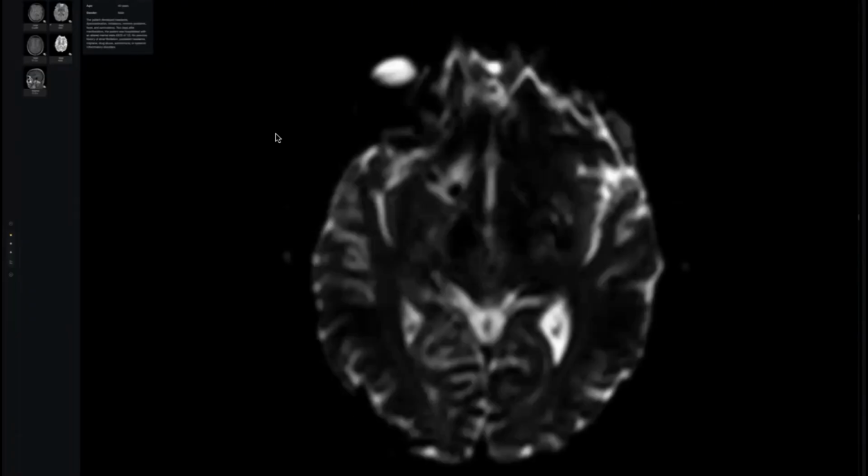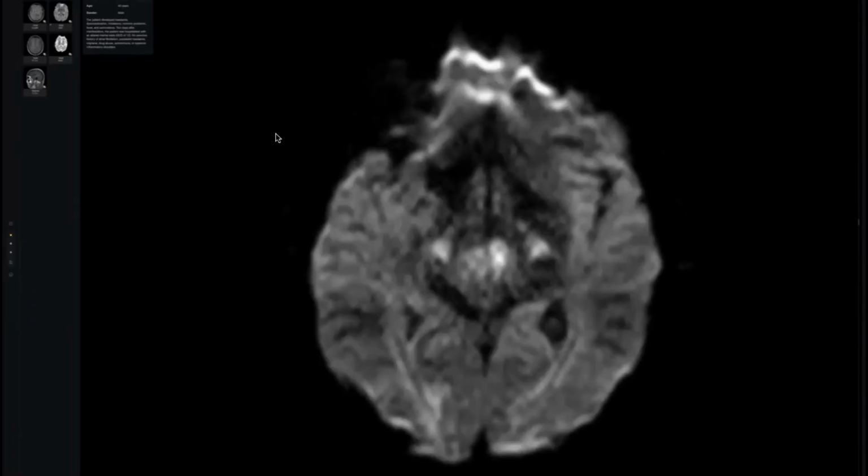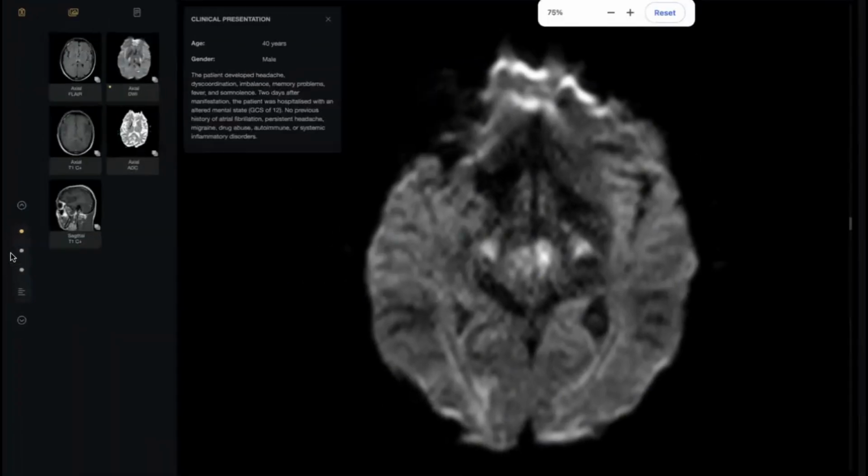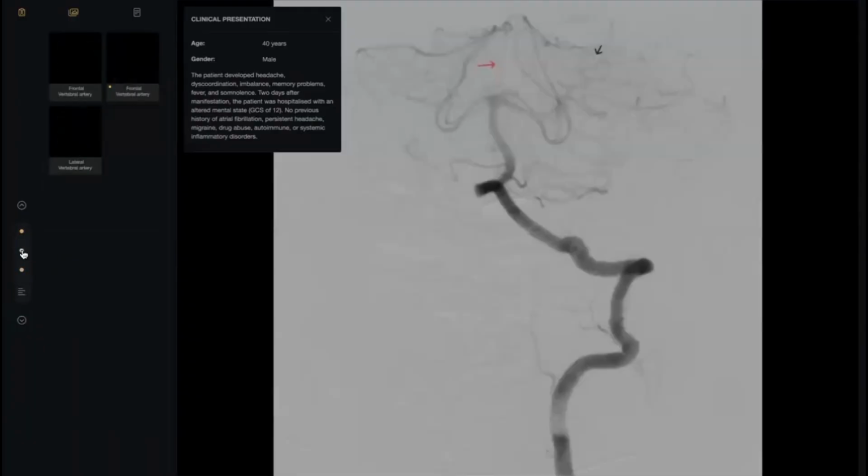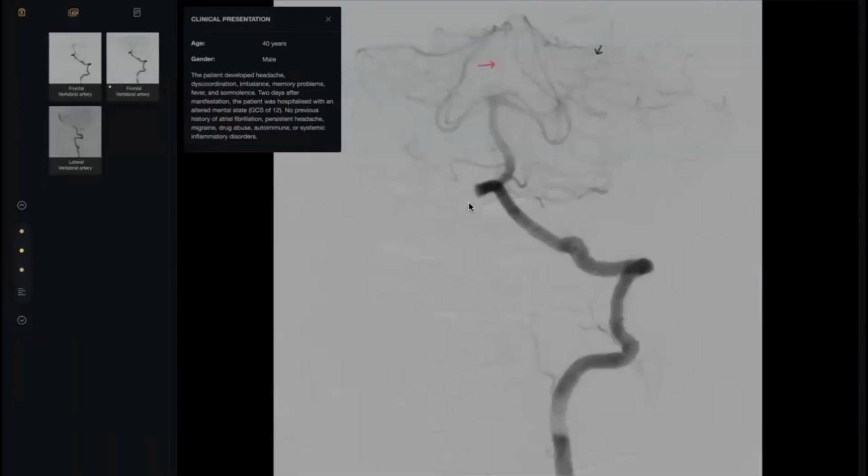I will go for the angio. I will inform this urgent finding. I will immediately pick up my phone and urgently inform the stroke team. Angiography can be done.